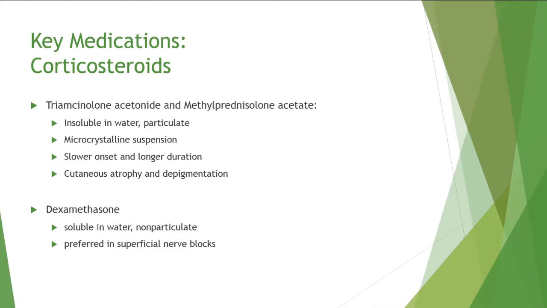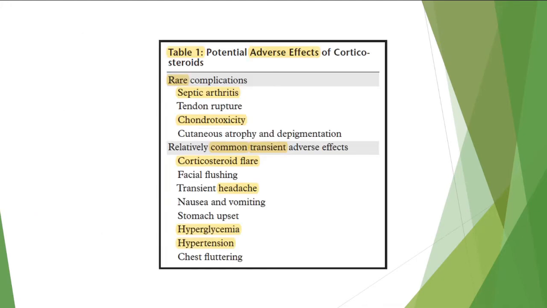We mentioned that initially. So one of the things that needs to be taken into account is that because these are more prone to give cutaneous atrophy and depigmentation, usually we opt for dexamethasone, which is a hydrosoluble corticosteroid. It's a non-particulate substance, so this is preferred in superficial nerve blocks. We'll also mention later which ones, and that helps us to avoid the cutaneous atrophy and the depigmentations that are caused by the previously mentioned substances. So that's just something to keep in mind. I thought that was very interesting.